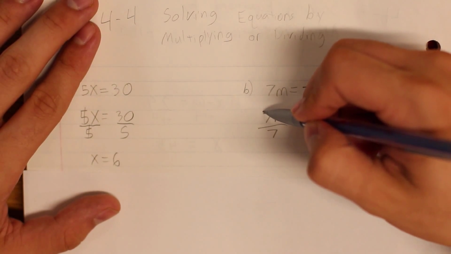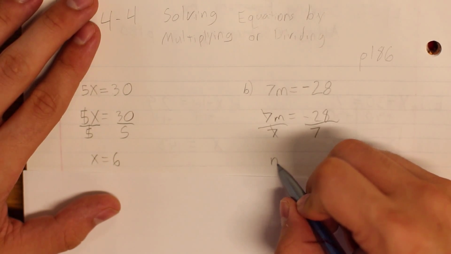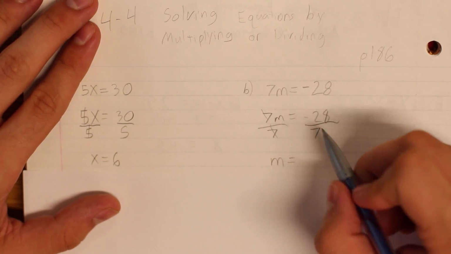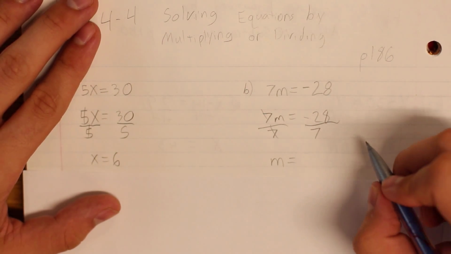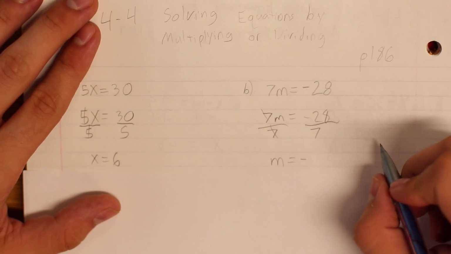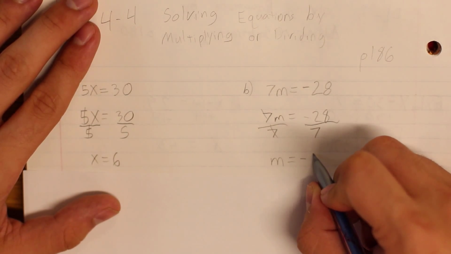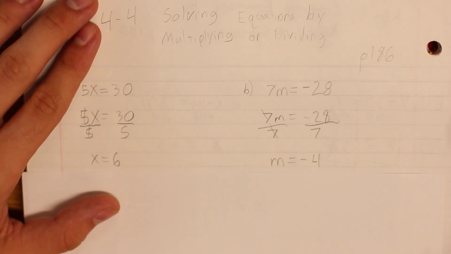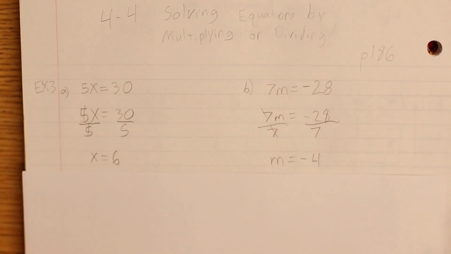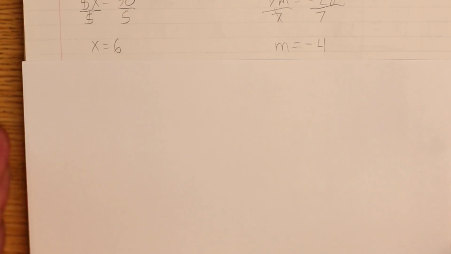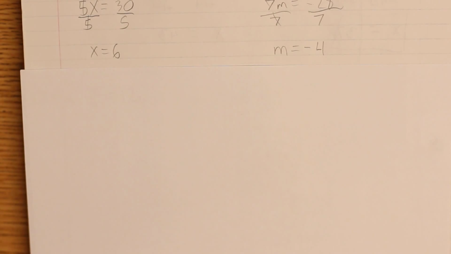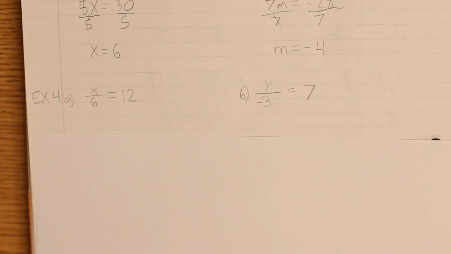Those cancel out, leaving me with just m is equal to. What is a negative divided by a positive? It's a negative. And that's going to make us -4. -4 is the answer to that problem. Okay? Good. Moving on. We're almost done with your notes.